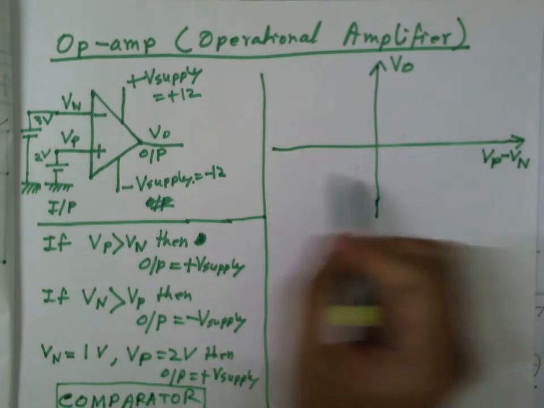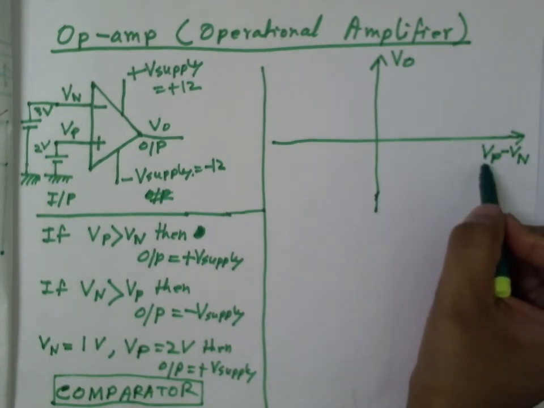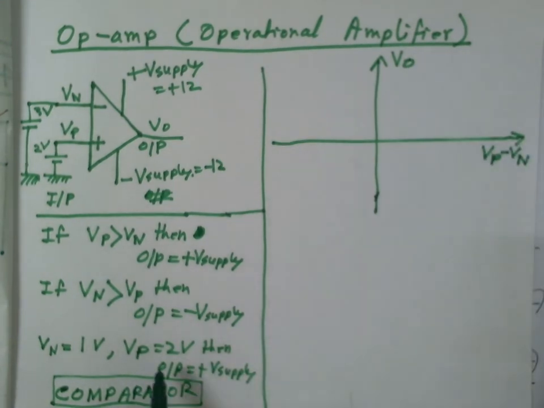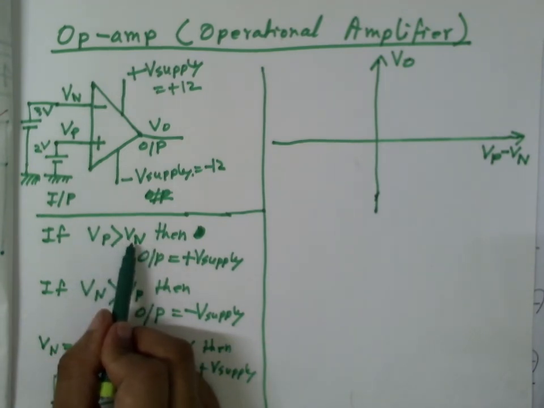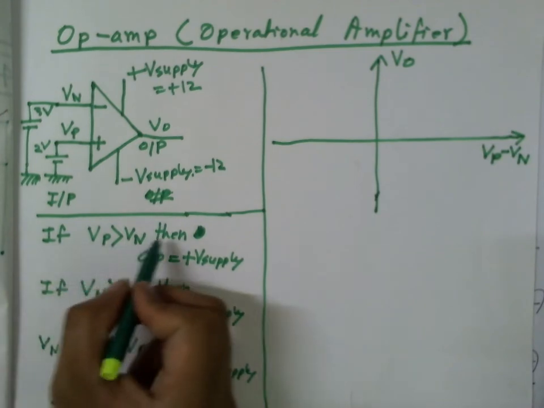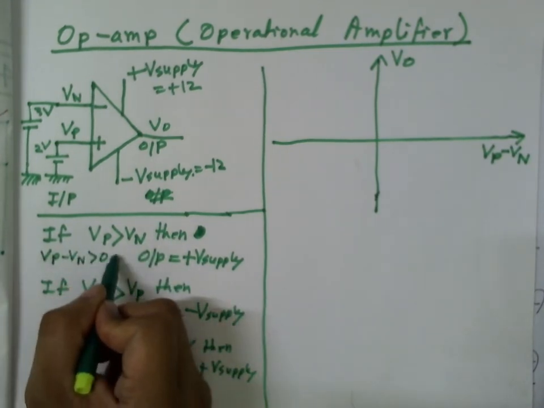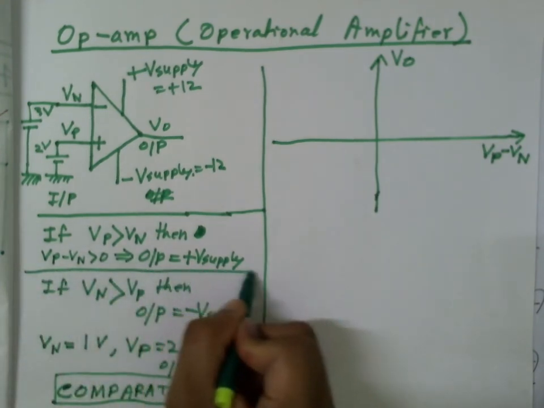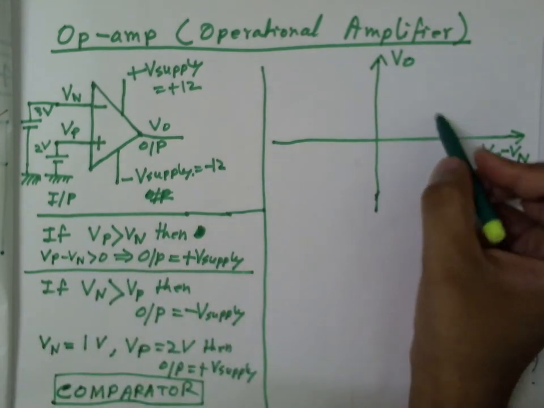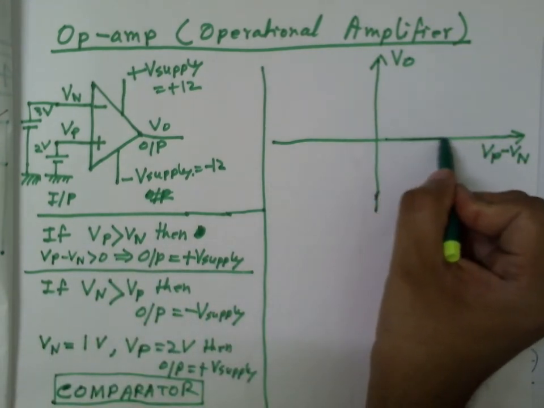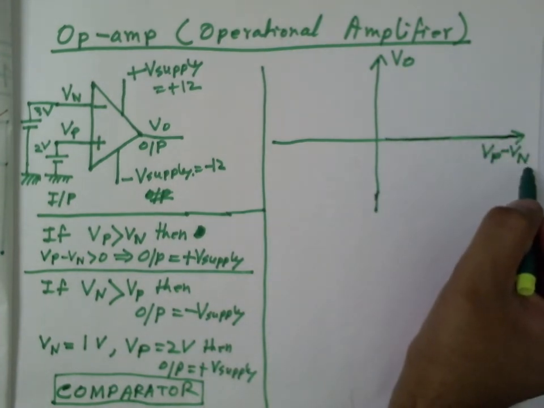Now we know, as we have said, that when Vp is greater than Vn, that means Vp minus Vn is positive. So this implies then Vp minus Vn is greater than 0. If Vp is greater than Vn, then Vp minus Vn is greater than 0. So that is represented by the right side of the x-axis, where Vp minus Vn is greater than 0.